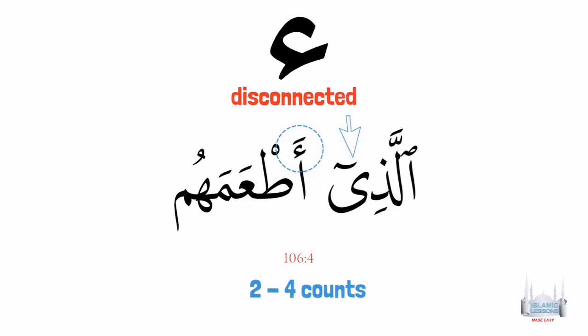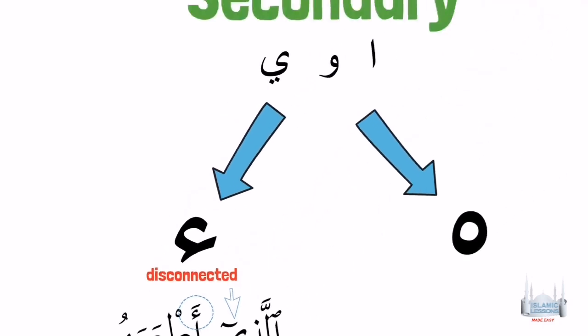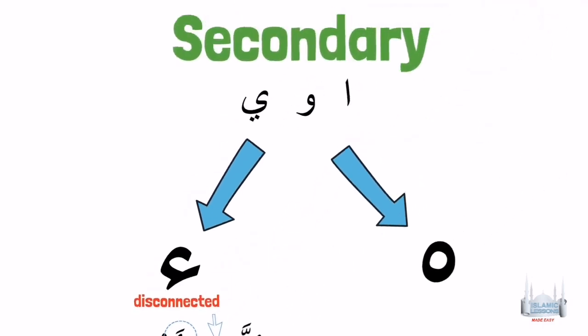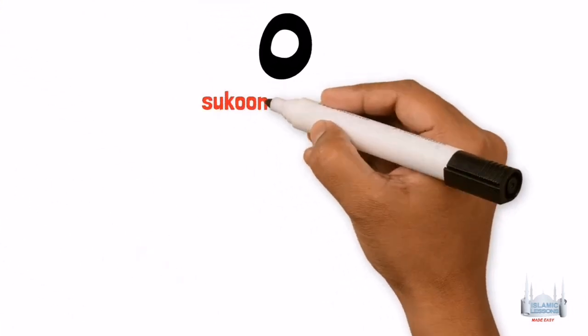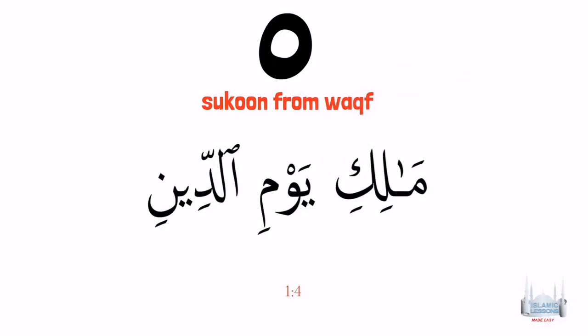Another time where you have to lengthen the mad is when you see a sukoon after the long vowel. In this situation, we also have 2 scenarios. The first scenario is when we create a sukoon when it comes to the rules of waqf, i.e. stopping, as explained in our Tajweed videos. For example, we see a long vowel.